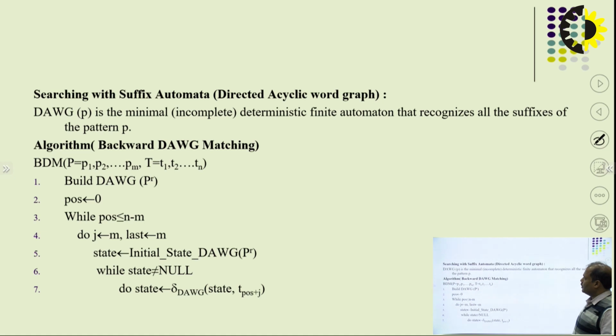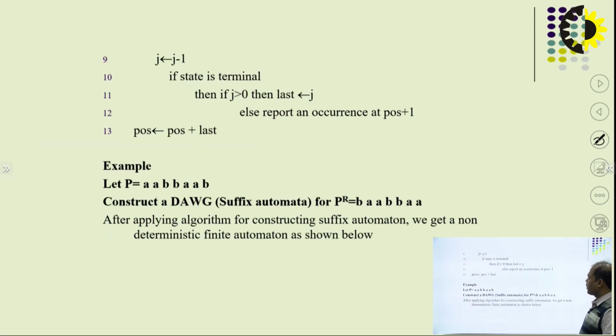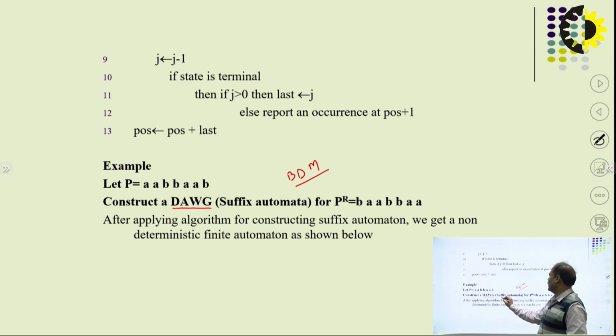So the question is how the suffix automata can be used in searching. Let's understand; the algorithm we will discuss later on. There is a special algorithm we call directed acyclic word graph, BDM, backward DAWG matching. This is just a name: backward in the sense that it is matching from the right, and DAWG, directed acyclic word graph. Actually this suffix automata is known as directed acyclic word graph.